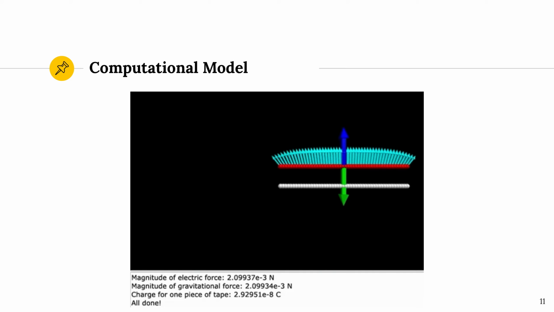The magnitude of the electric force is 2.1 times 10 to the power of negative 3 Newton. The magnitude of the gravitational force is also 2.1 times 10 to the power of negative 3 Newton, and the charge for each piece of tape is 2.92 times 10 to the power of negative 8 Coulomb.